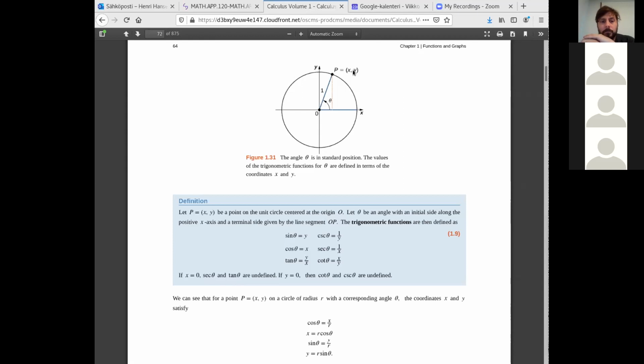Okay, I'm not going to use the secant and the cosecant and the cotangent because they're just the inverses of these. If you do a lot of analytic geometry and trigonometry and things like this, then you sometimes need to use these functions, but I'm not going to use them here.